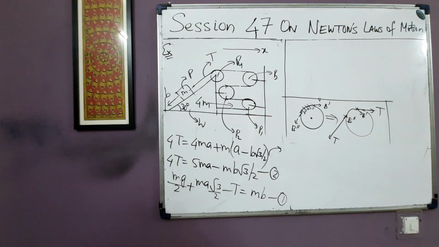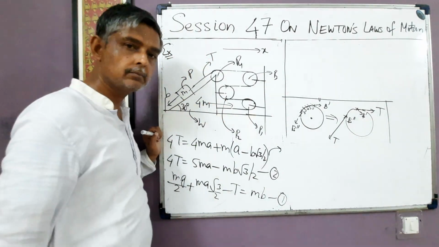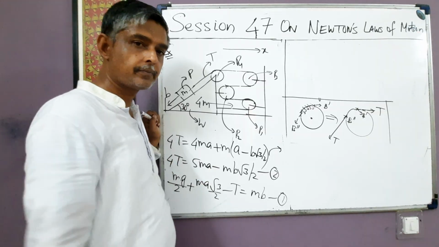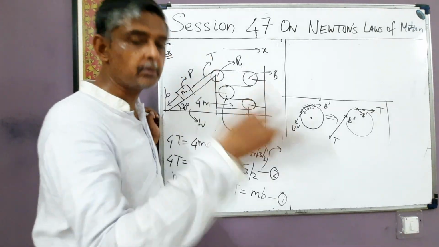Now, what do I have to do next? I have to write down the constraint equation, that's the relationship between a and b. The constraint equation is a consequence of the fact that the length of the string is constant. The length of the string is constant in every frame, so we can write down the constraint equation in any frame of reference.